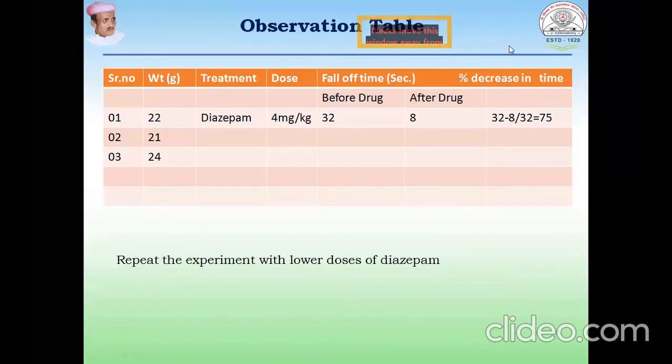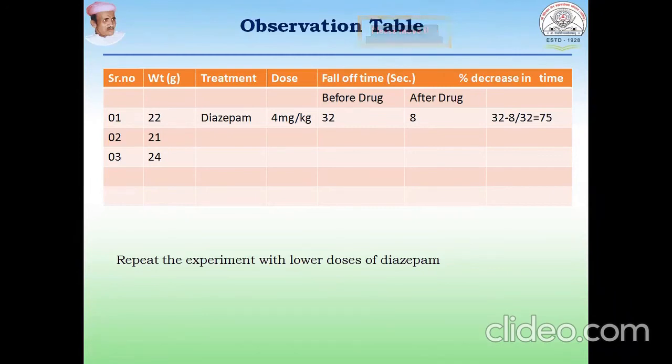Hope you understand how to carry out the experiment using the rotarod apparatus. Now you can prepare a table like this. Here: serial number, weight of the animals, then treatment. Suppose it is a standard drug, or if you are using any unknown drug, you can write down the unknown drug. Then the dose in milligram, whatever the dose is, or you can use different, lower doses of diazepam also. Then the follow-up time before drug administration and after drug administration, and the difference between these two will give you the percent decrease in the time.